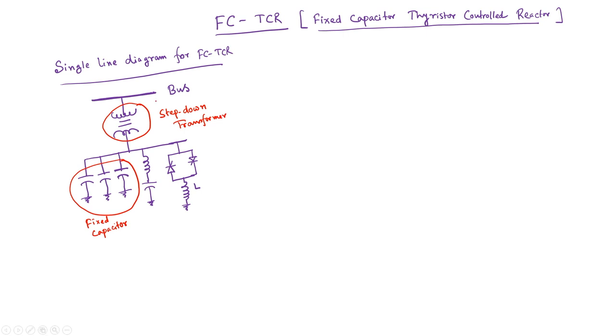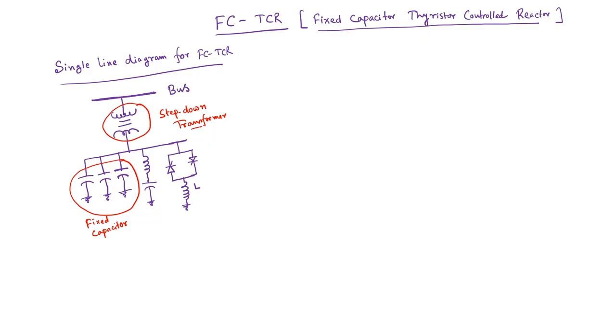Now, what is the role of the step down transformer? Already I discussed in the last lecture. The step down transformer is used in static var compensator to step down the voltage level from very high voltage, for example, transmission level voltage, in India it is 220 kilovolt or 400 kilovolt, to a relatively lower voltage level. It could be 11 kV, even lower.